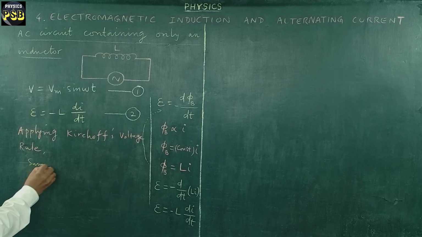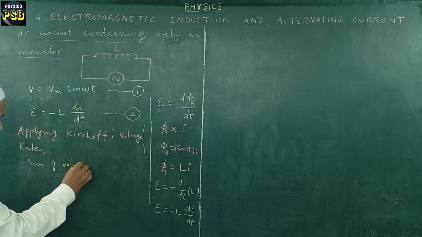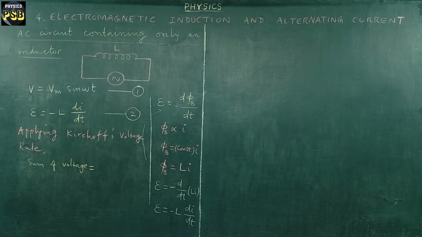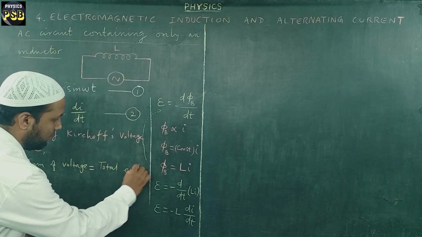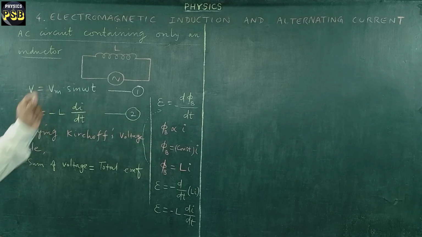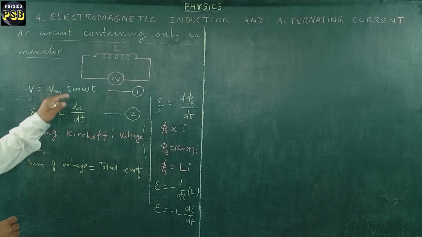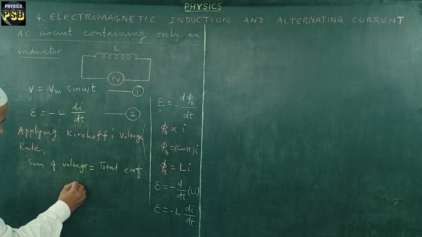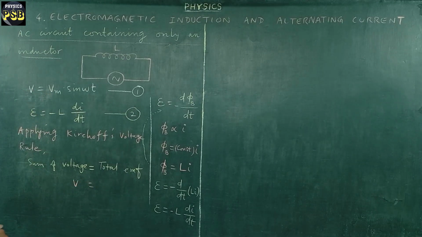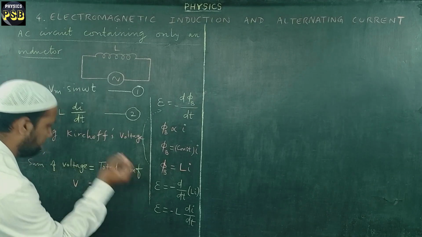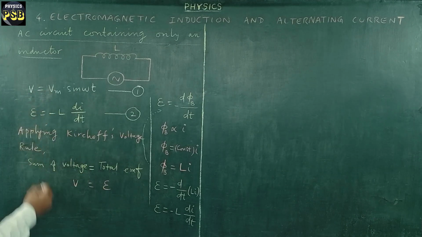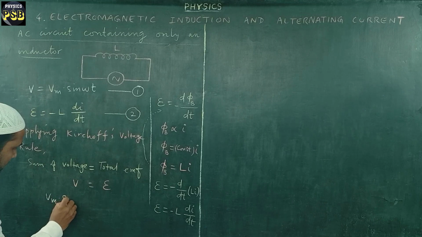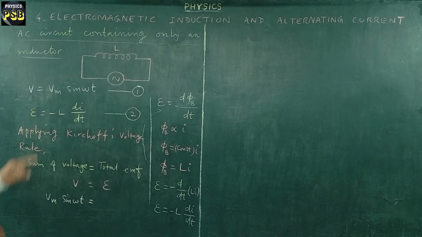I'll write it here: the sum of voltage in a closed loop is equal to the total EMF in that closed loop. The sum of voltage is nothing but V, and the total EMF is epsilon. Now I'm going to substitute the values from equations number 1 and 2. So V is equal to Vm sin omega t, and epsilon is equal to minus L di upon dt.